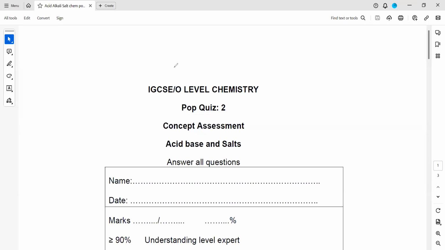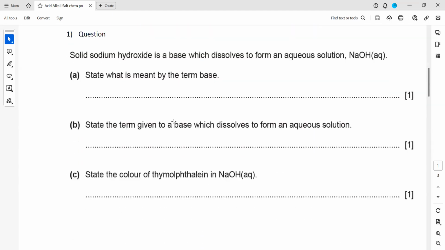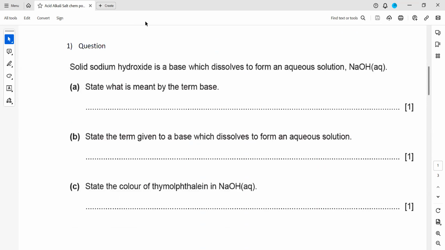So this was pop quiz 2, which was related to acid, base, and salt. In the first question, solid sodium hydroxide, which is a base, can dissolve to form an aqueous solution of sodium hydroxide. It is also known as an alkali, because soluble bases are known as alkalis.